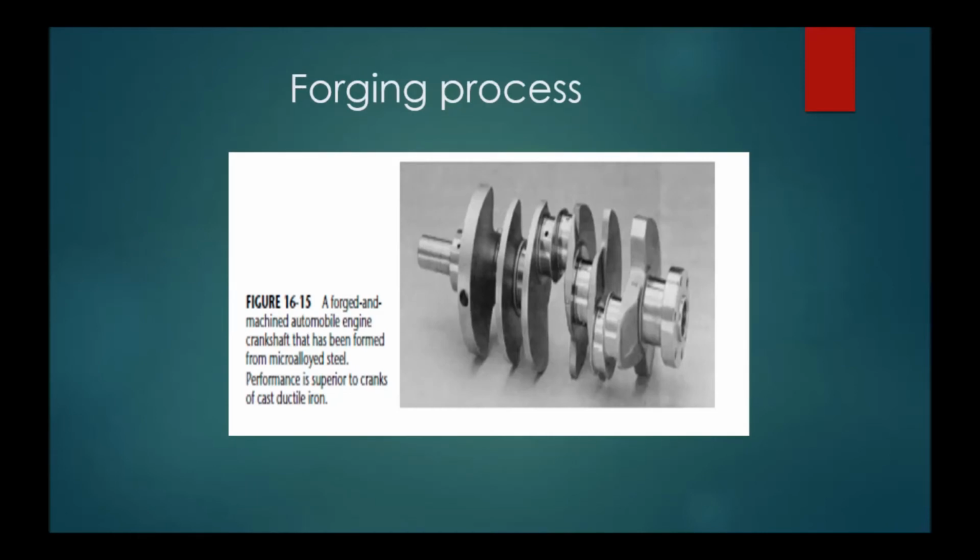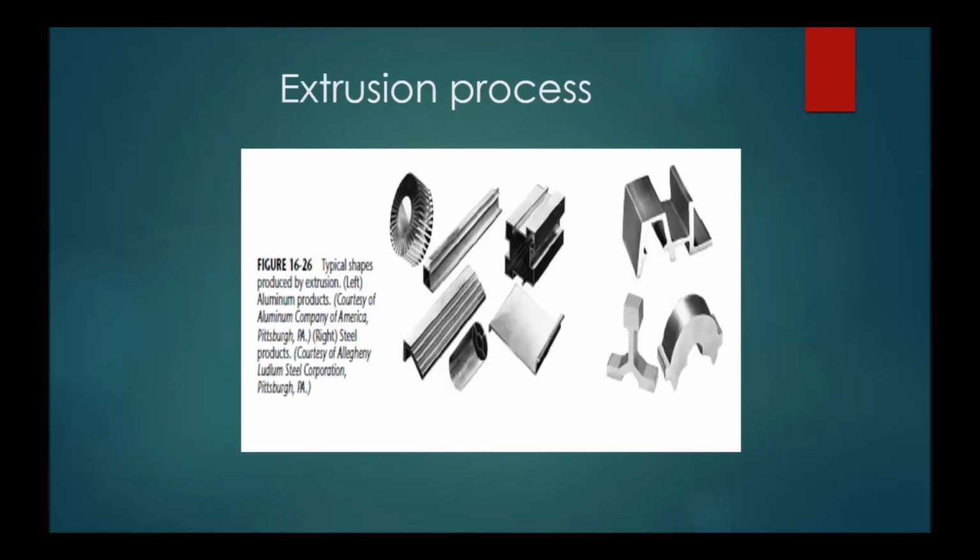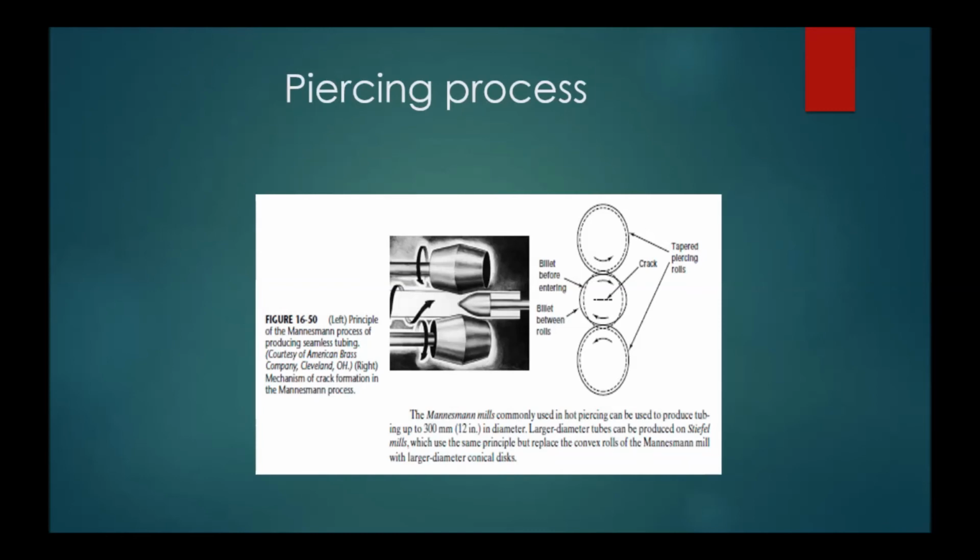Forging process: a forged and machined automobile engine crankshaft that has been formed from microalloyed steel. Performance is superior to cranks of cast ductile iron. Extrusion process: typical shapes produced by extrusion. Piercing process: principle of the Mannesmann process of producing seamless tubing from billets.